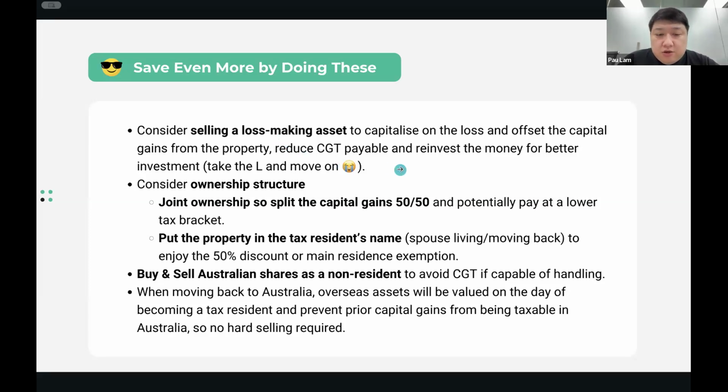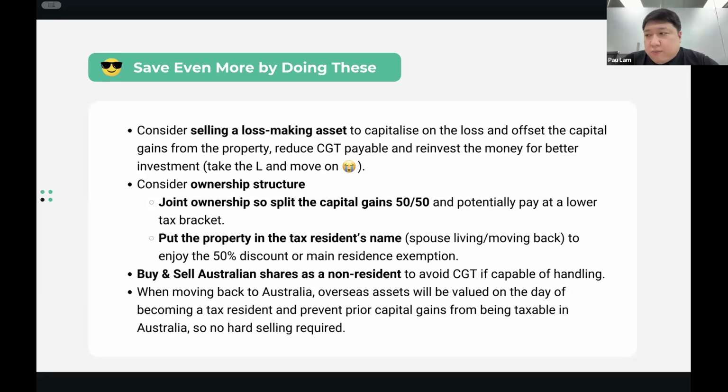Also, you can consider the ownership structure, which is instead of buying solely by yourself, maybe it could be owned jointly with your partner. At least we can split the capital gains 50-50, which potentially can bring you down to a lower tax bracket, and also the super. Instead of having one super that you can claim, now you have two people, you can claim two superannuation to minimize the tax as well.